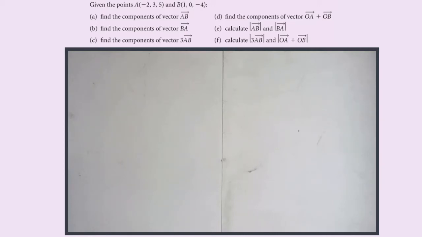Given the points A at (-2, 3, 5) and B at (1, 0, -4). A, find the components of AB, so find AB as a vector. I'm going to do it as a column vector.